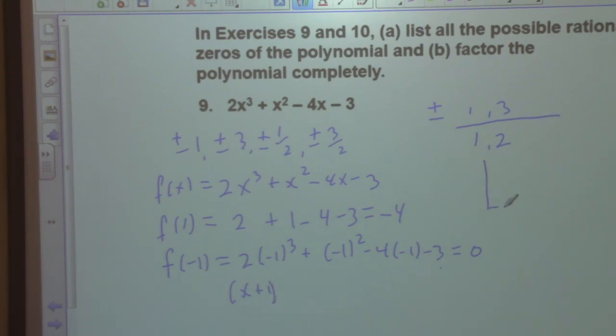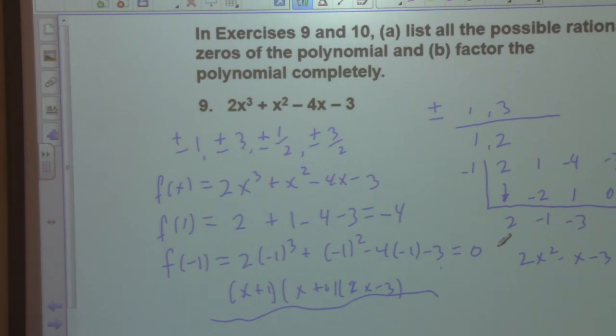And then how do we tell what the rest of this thing is? We can go here, right? Put 2, 1, negative 4, negative 3. And so we get 2, and then we get negative 2, negative 1, 1, negative 3, and 0. So we get 2x squared minus x minus 3, which factors into x plus 1 and, what do you say it was, Kayla? 2x minus 3? So this will be the factored polynomial here.